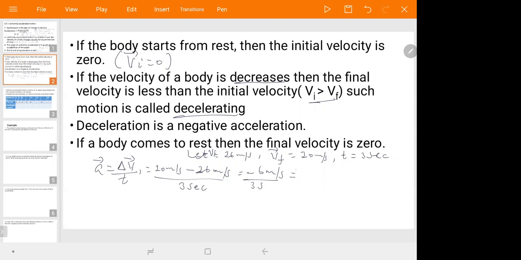Negative 6 divided by 3 is negative 2 meters per second squared. It is acceleration, meter per second square. This one shows deceleration. Deceleration means negative acceleration. When the initial velocity is greater than the final velocity, you will get deceleration.